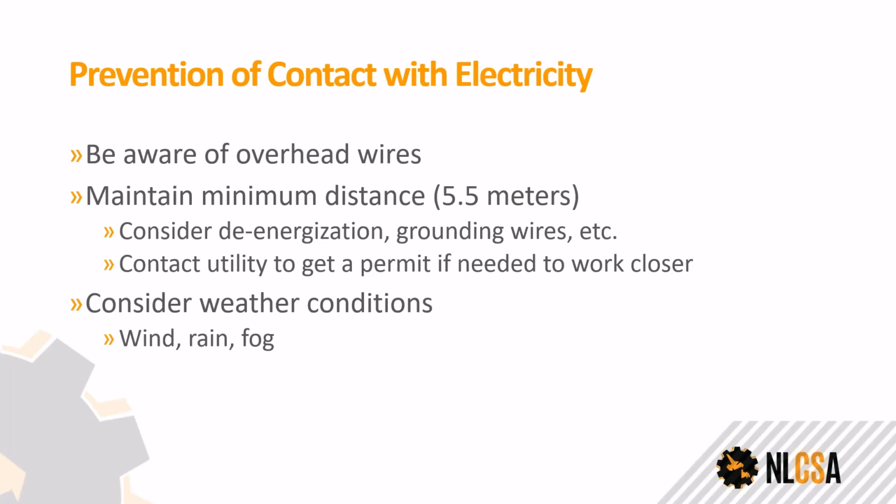Also, rain and fog make weather conditions more susceptible to coming in contact with electricity. Rain and fog, because of the moisture in the air, increases the ability for the electricity to jump or arc to the aerial work platform. As well, fog and rain make it difficult to see, and darkness makes it difficult to see the overhead power lines as well.